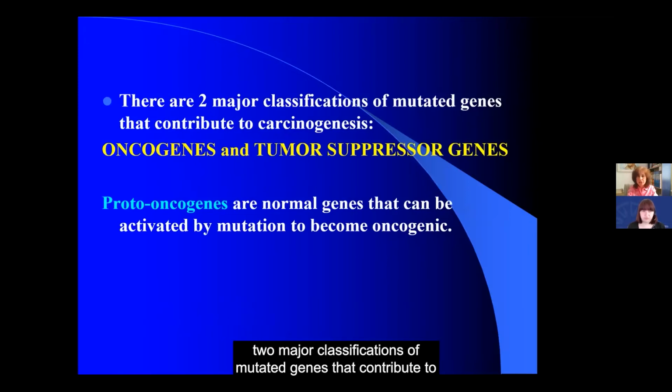So there are 2 major classifications of mutated genes that contribute to cancer formation, also known as carcinogenesis, the making of cancer. Those types of genes are called oncogenes and tumor suppressor genes. And then they have another term for genes before they're mutated. They call them proto-oncogenes. So these are normal genes that can be mutated to become oncogenic. Now generally oncogenes are dominant and tumor suppressors are recessive.